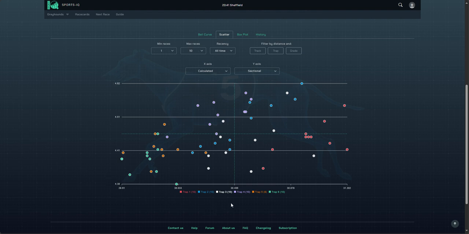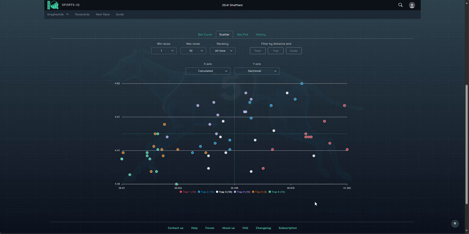Depending on where the dog finishes in each of its last 10 races, this will place a marker on the graph, and from this we can then build a picture of who is going to win and who is going to lose. So how do we pick winners and how do we pick losers, I hear you ask? Well, this is quite simple.